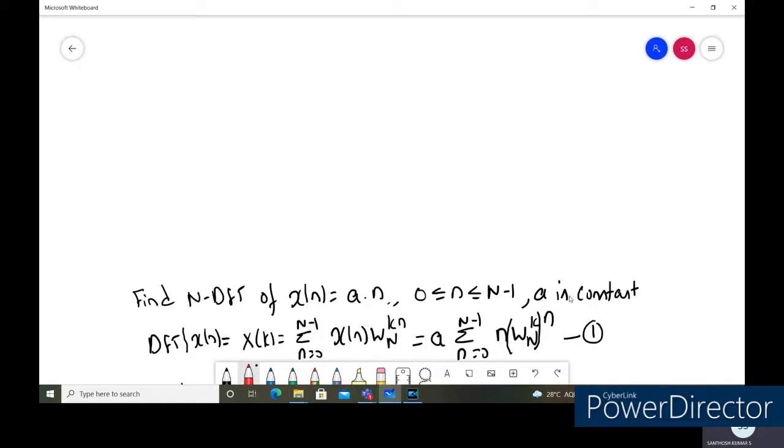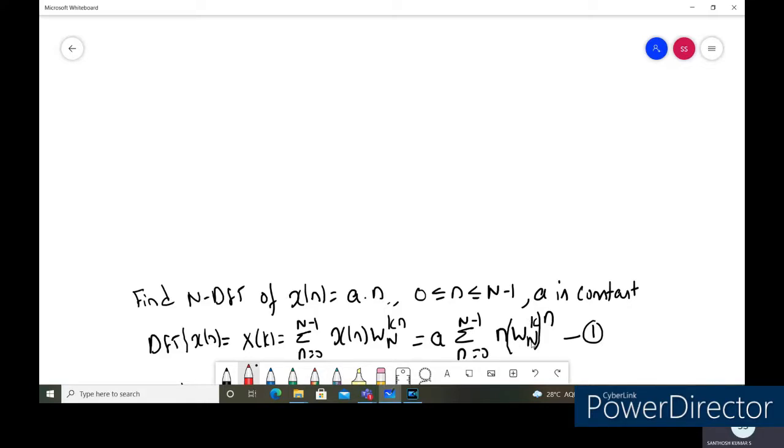To find the DFT of this sequence, we'll consider the generalized formula, that is the DFT of x of n is equal to X of k, that is summation n is equal to 0 to N minus 1 x of n into omega to the power of kn. So here we are going to substitute the formula for x of n. x of n is nothing but a to the power of n, so it becomes summation n is equal to 0 to N minus 1 a to the power of n into omega to the power of kn.